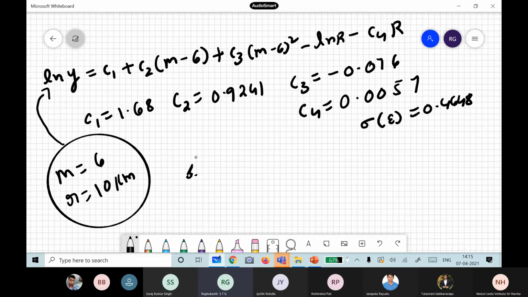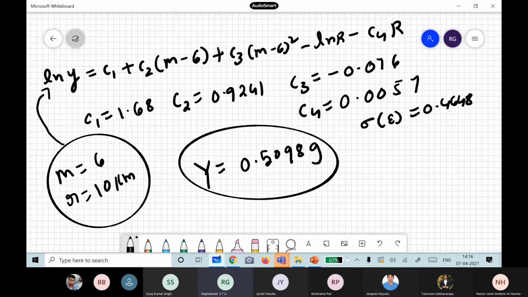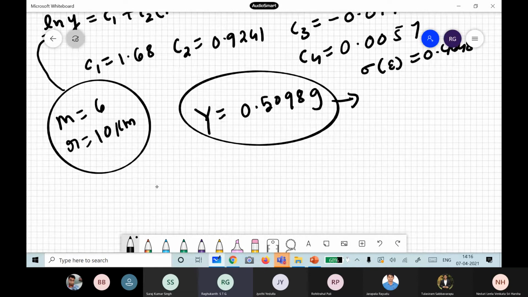So finally, this PGA will be, say, 0.5098 g. This is the value for the combination of magnitude 6 and distance 10. This is what we call the mean value, which can be used for ordinary structures. Now, if you want mean plus sigma, which is the 84th percentile, what do you have to do?